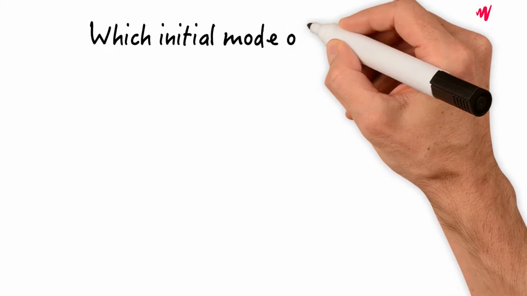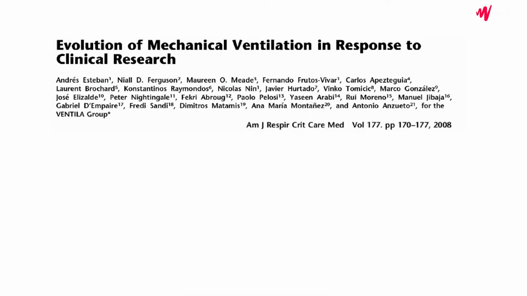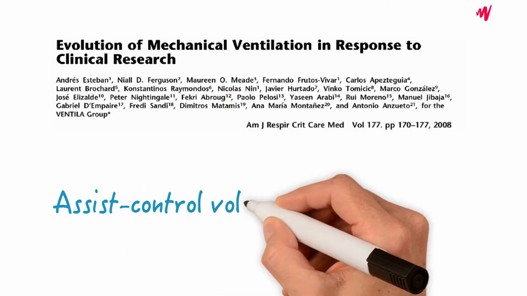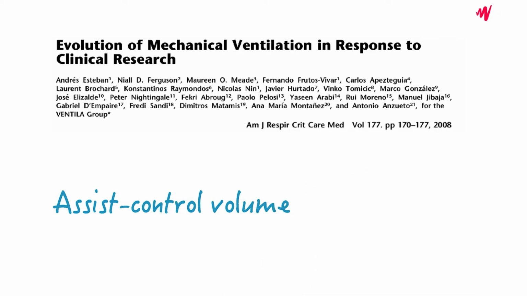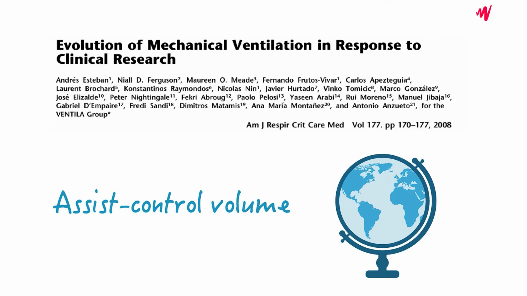Now that we have established the need of a mechanical ventilator, let's discuss which initial mode should be selected. Although there are numerous options for selecting the initial mode, according to Esteban, Ferguson, and Mead, assist control volume ventilation is the most common ventilator mode used throughout the world as the primary initial mode of ventilatory support.